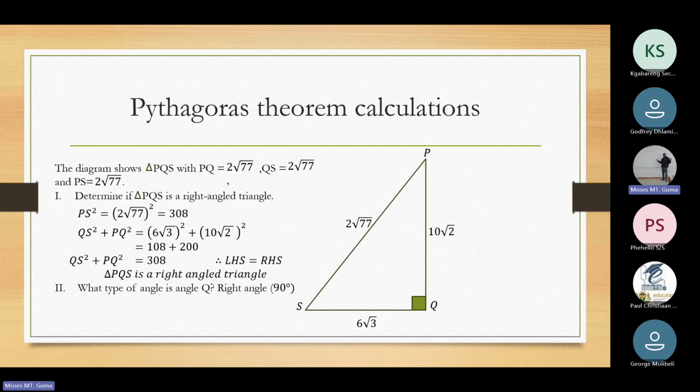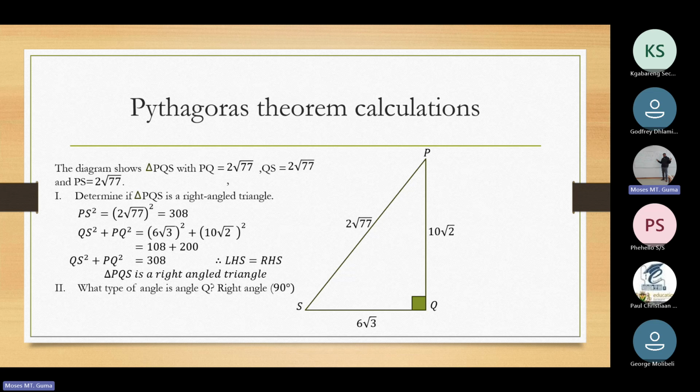Now, let us look at the calculations. The diagram shows triangle PQS. Now, with PS equals 2 root 77, QS equals 6 root 3, it is not that, I'm sorry about that, and PQ equals 10 root 2. Now, what do they want us to do? Let us look at that. They say determine if triangle PQS is a right-angled triangle.